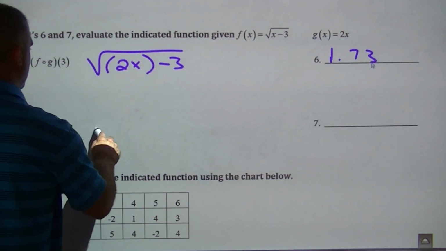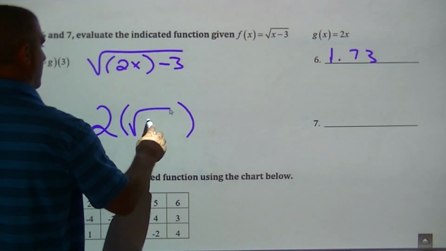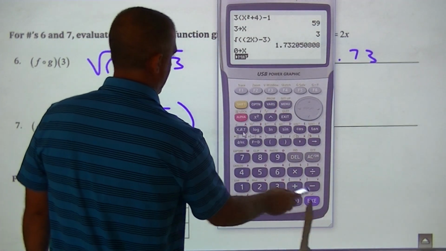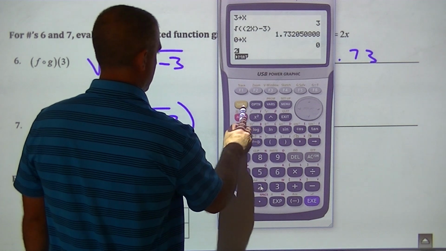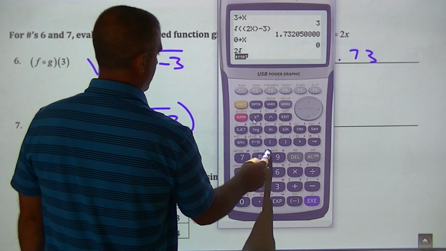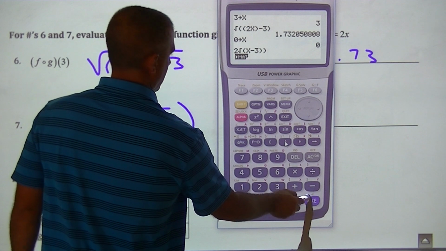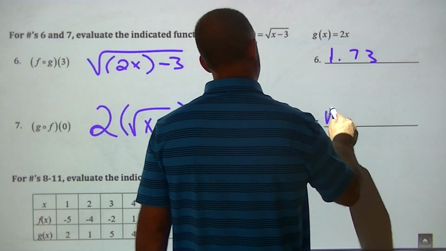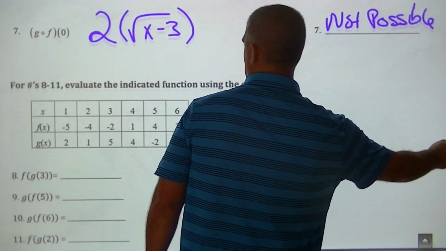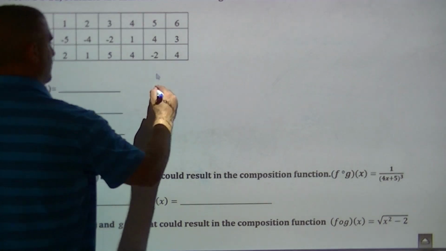G of f of 2, so g, okay, all right, and then when I put that in there, you'll see what happens here. 2 for x, or 2 square root, parentheses, x minus 3, and it's going to say not possible, so we'll just write not possible. Okay, 8, okay.